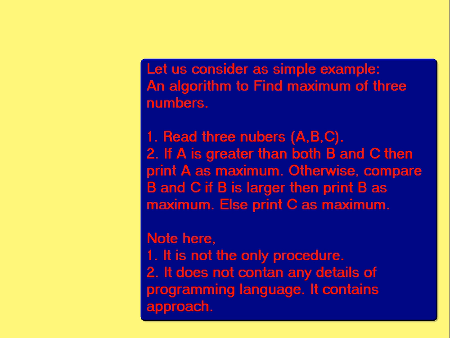If a is greater than b and c, then I can say a is the largest of all three. Otherwise, I compare b and c, because if a is not larger than b and c, then definitely a is not the largest of the three numbers. Thus, I compare b and c. If b is greater than c, then I can say b is the largest of all three numbers. Otherwise, I can say c is the largest of all three numbers.